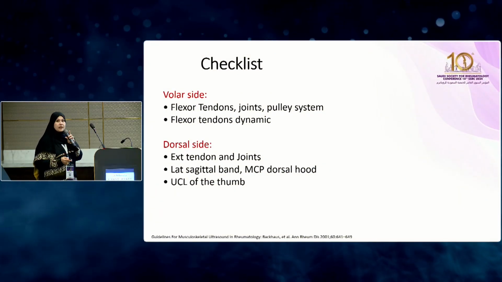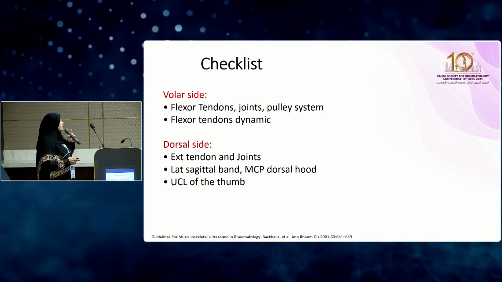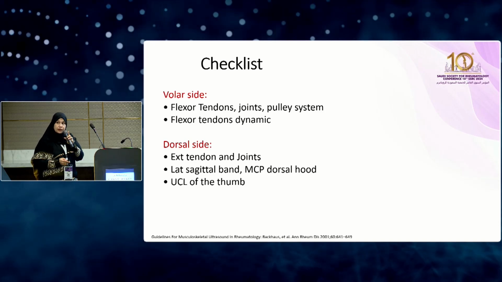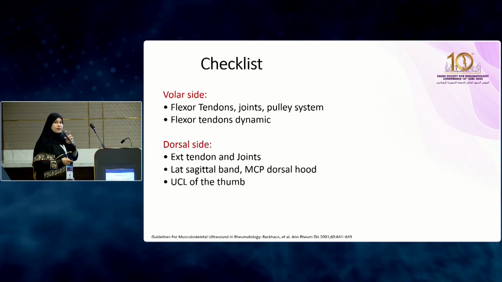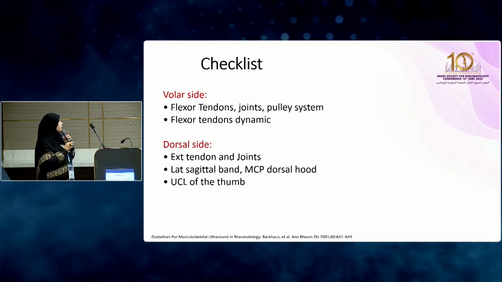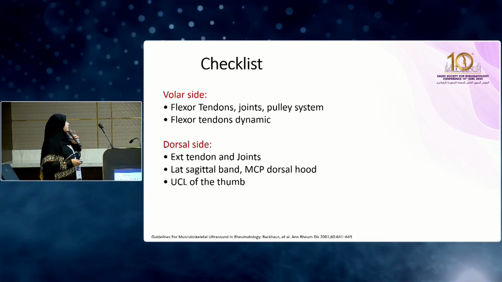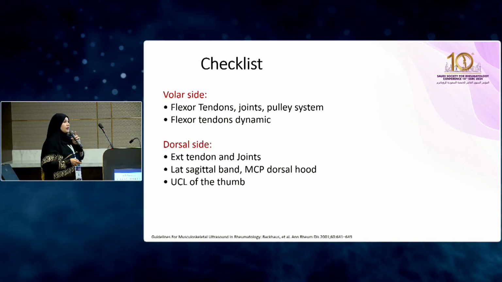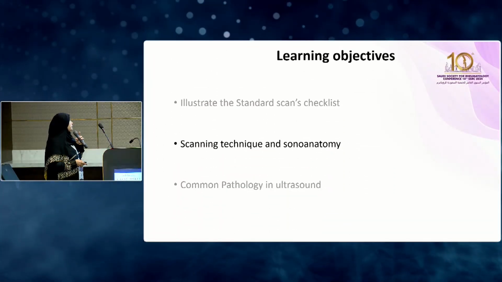The checklist: tendons, flexor and extensor tendons, as well as the pulley system in the flexor tendon for trigger finger, and the dynamic assessment of the flexor tendon for any triggering or any abnormal movement. For the extensor side, the extensor tendon, lateral sagittal band, and the side for MCPs and ulnar collateral ligament.